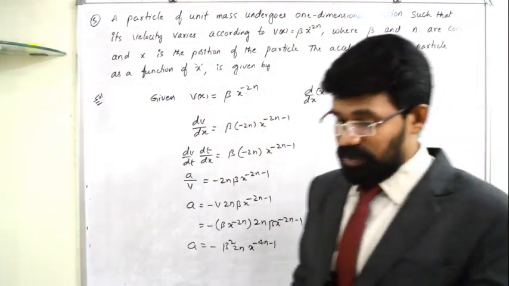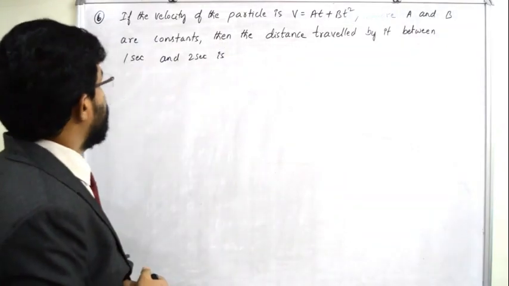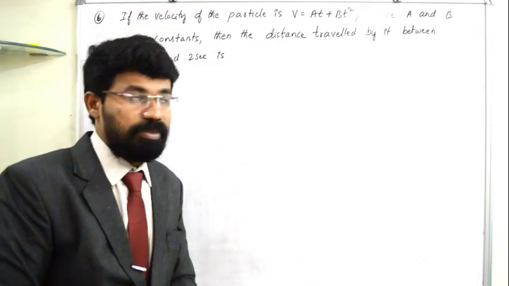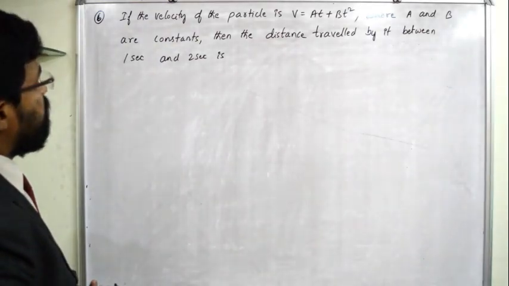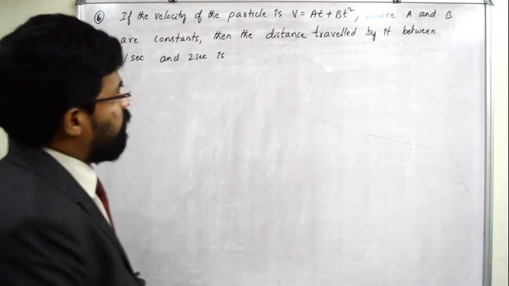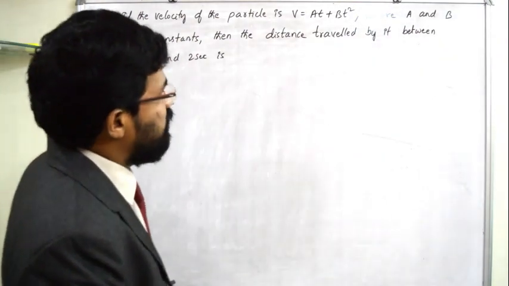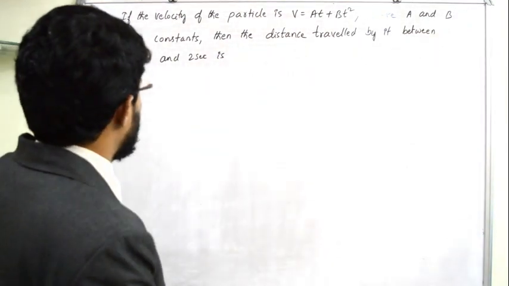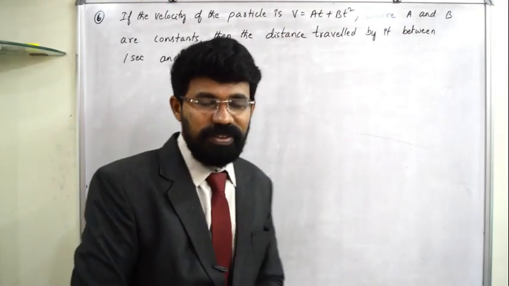Okay, so let us solve one more question. This is also from a previous NEET exam. If the velocity of the particle is v equal to at plus bt square, where a and b are constants, then the distance travelled by it between 1 second and 2 seconds is.